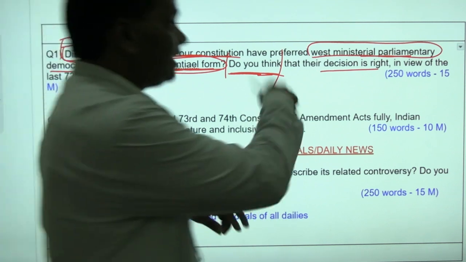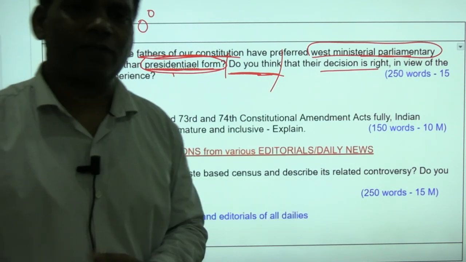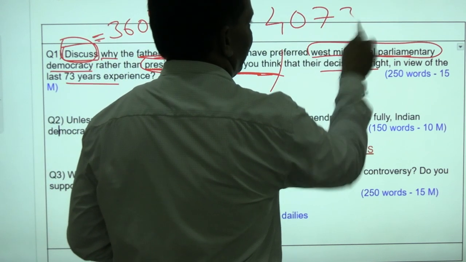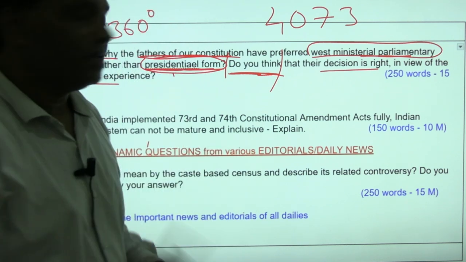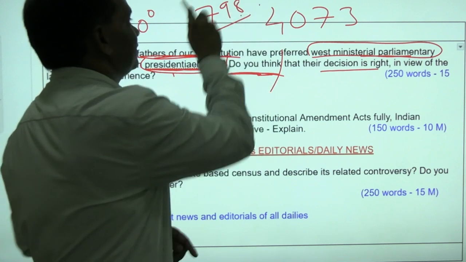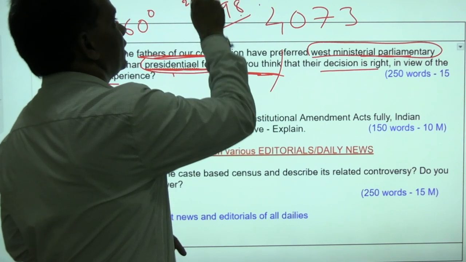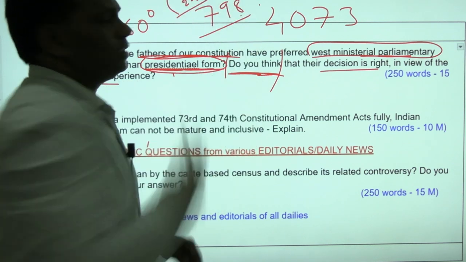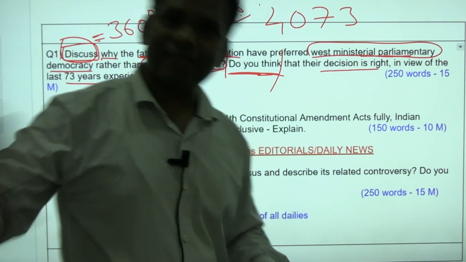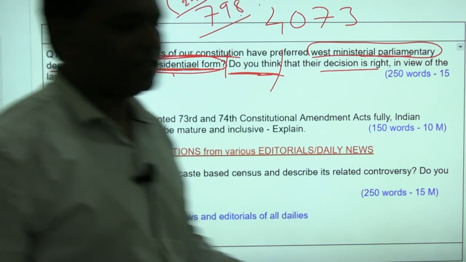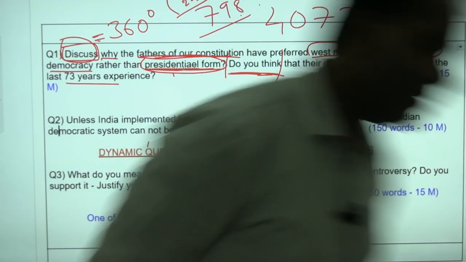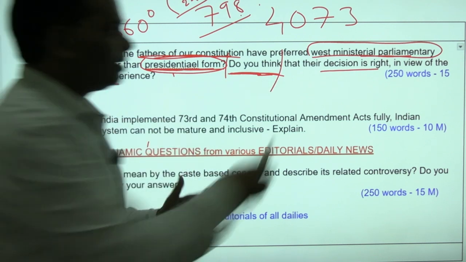Another thing is, it is able to provide a huge representation. For example, there are around 4,073 MLAs, legislative assembly members, and around 793 members, both Lok Sabha and Rajya Sabha, 245 and 545. Okay, this huge representation from various parts of the country, from various communities, from various backgrounds, religious groups, everybody is being elected. That is the beauty of the Indian present parliamentary form of government.